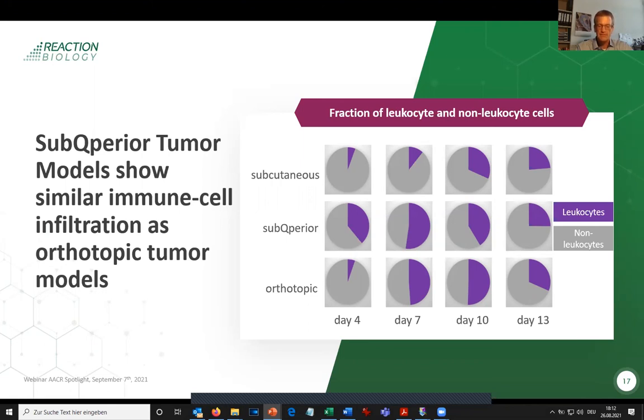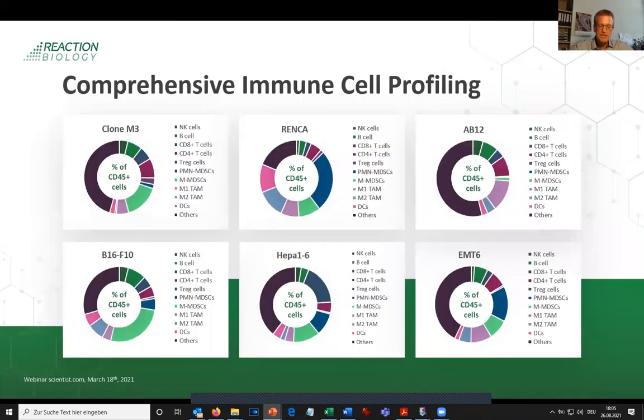colon of the mice. This makes us believe that the SubQperior models have some of the desired properties of orthotopic models, which may be due to the cells growing in tissue with stromal contact, as opposed to the spheric isolated growth of subcutaneous tumors. I briefly want to point out that we created immune profiles for all of our models. So if you are interested in seeing which immune cells frequent the tumors, you're welcome to inquire for the data.